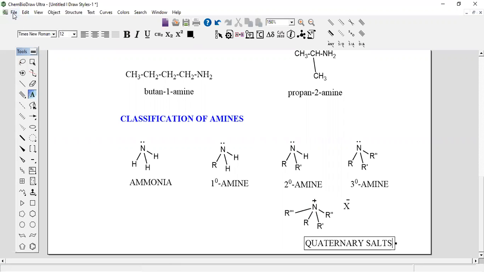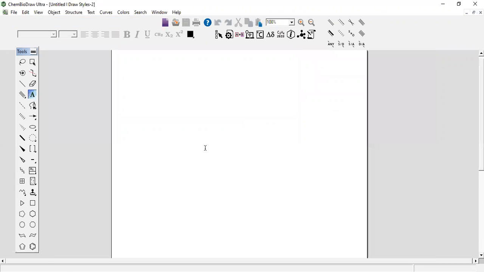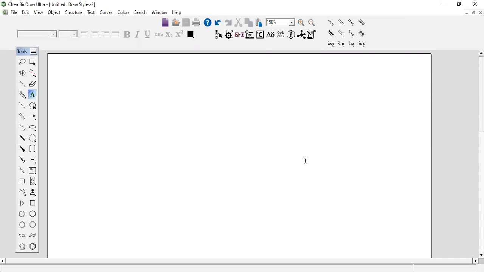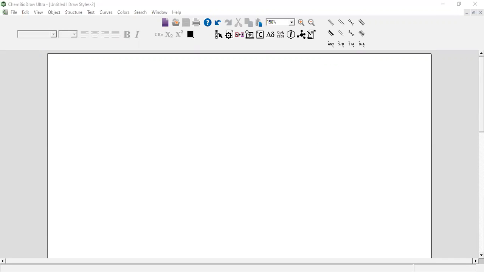Okay. Now, I think you understood what I told you: the classification of amines. Then how to name the amines? Then how are the amines classified? Okay, what I told you is the classification of amines into 1, 2, 3 degree and quaternary ammonium compounds.